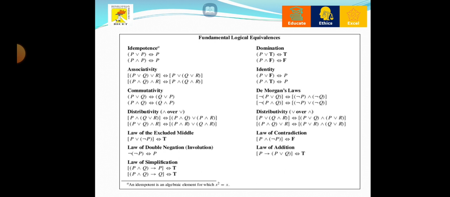Some fundamental logical equivalence formulas are given here. Idempotence: P or P is equivalent to P, P and P is equivalent to P. Then associative, commutative, distributive, law of the excluded middle, law of double negation, law of simplification, then domination, identity, De Morgan's laws, distributivity, law of contradiction, law of addition. So these are all fundamental logical equivalence formulas.